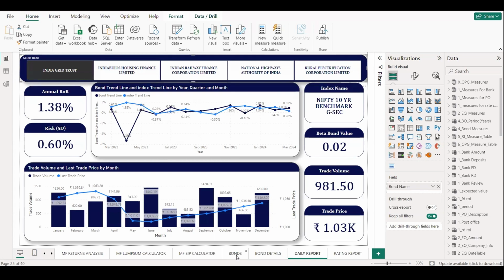Like I mentioned earlier, the face value of a bond is not the price at which you buy the bond; it's the trade price. It's the price at which it's available in the market.